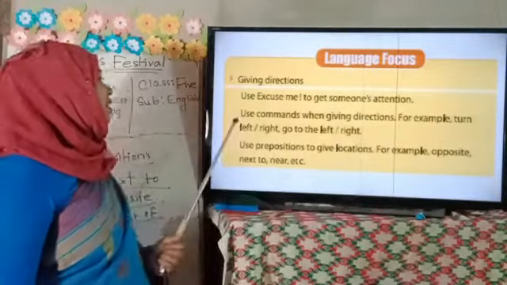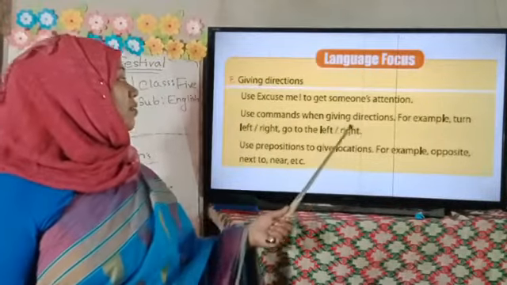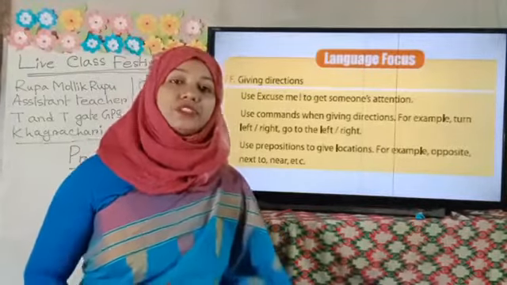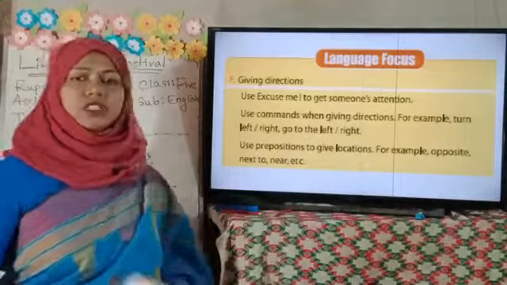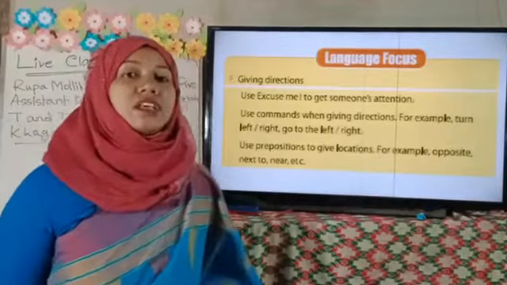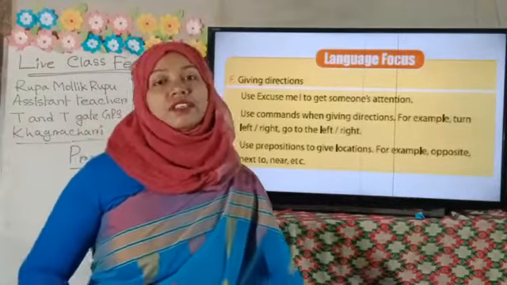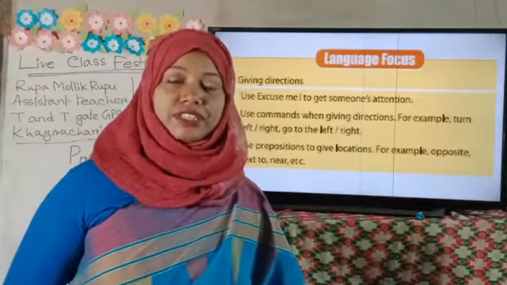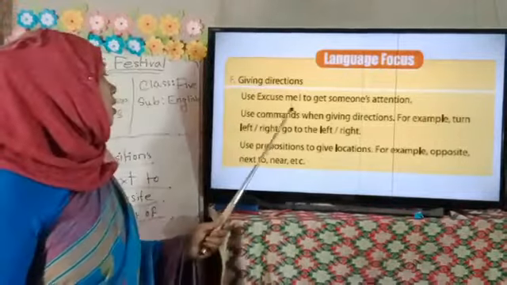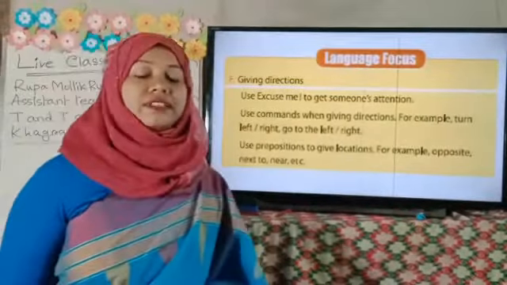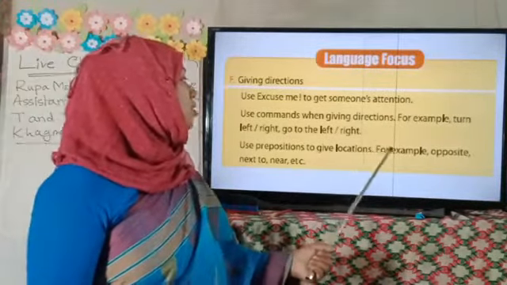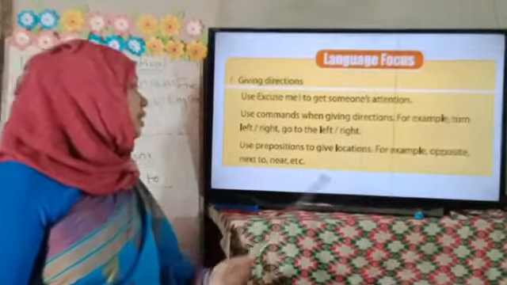to say. Use commands when giving direction. When you have to give direction to someone, you have to use commands, for example, turn right, turn left. Your teacher gives you commands, and you have to obey your teacher. You have to obey your parents when they give you any commands. Go to the left or go to the right. Then use prepositions to give location, for example, opposite, next to, near, etc.